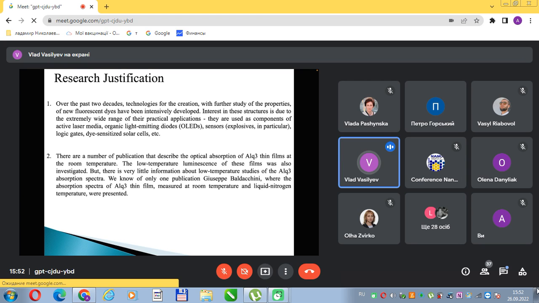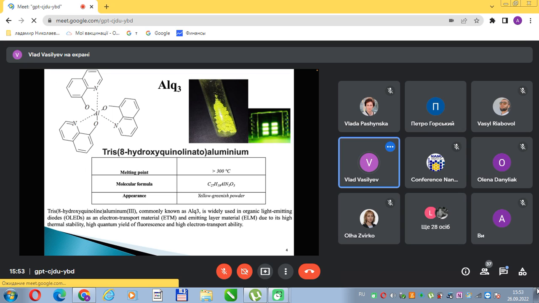Taking into account the above, this paper was devoted to the study of the temperature evolution of the absorption spectra of aluminum Q3 thin film in the temperature range 16 to 320 Kelvin. Aluminum Q3 is a very stable and widely used electron transport and light emitting material in organic light emitting diodes, solar cells, and organic field effect transistors.